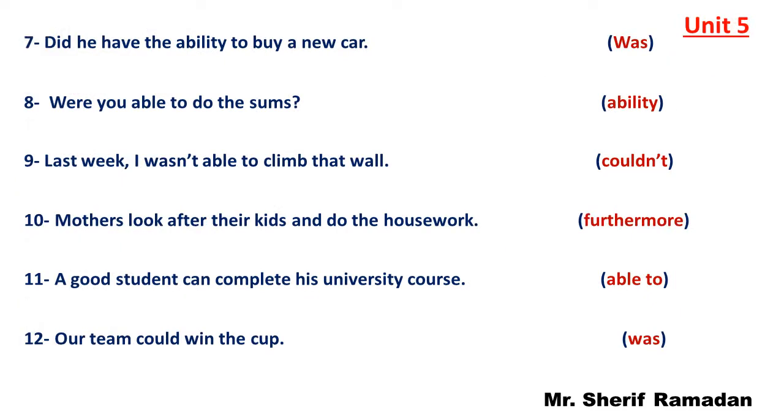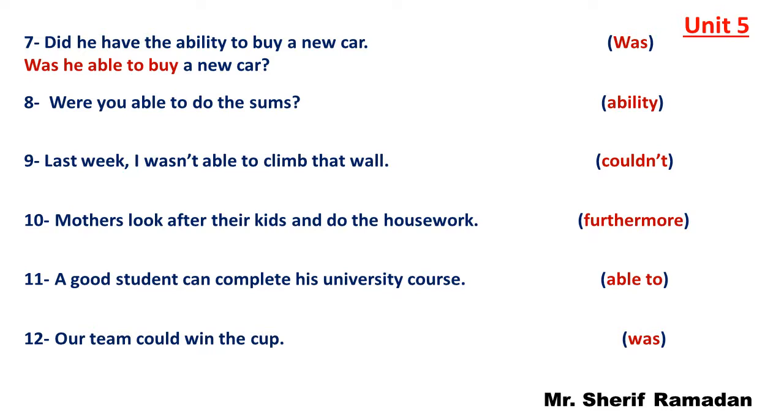Number 7. Did he have the ability to buy a new car? استخدم was. يبقى هبدأ بwas أو was he وأجيب الادجكتيف اللي هي able. Was he able to هل هو كان قادرا على to buy a new car. يبقى شلت did he have the ability واستخدمت was he able to والفعل في المصدر.